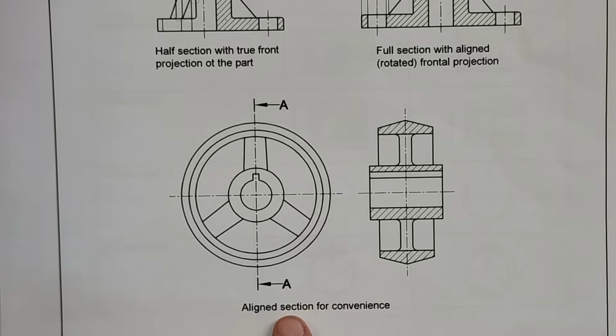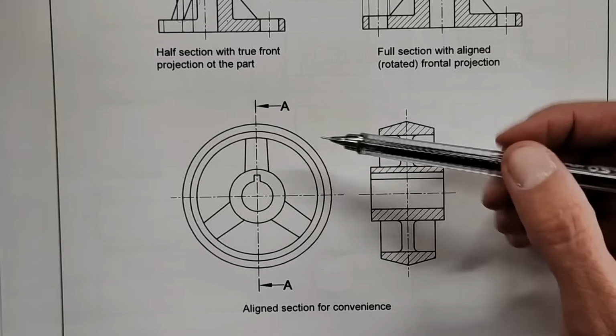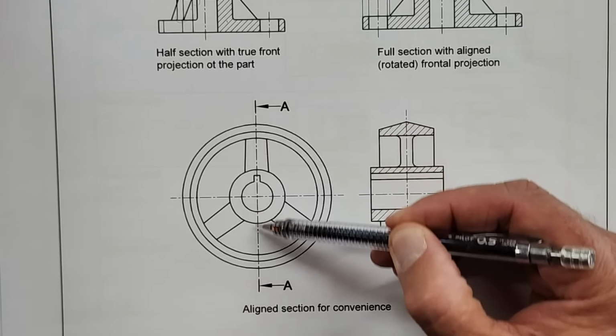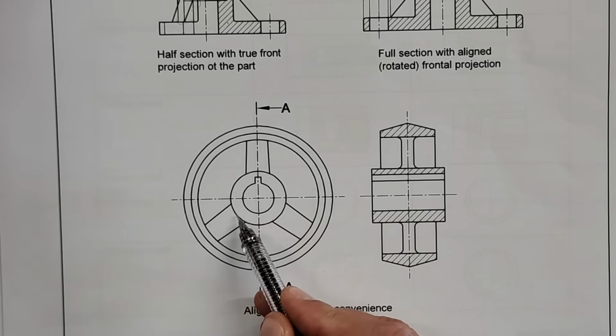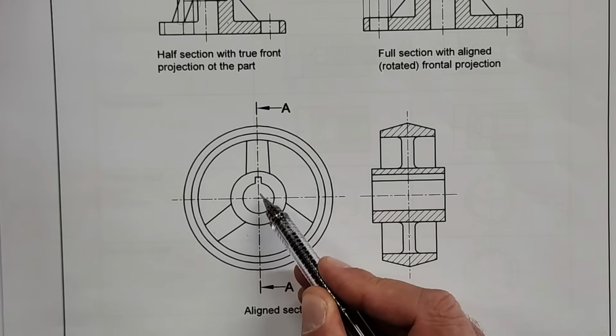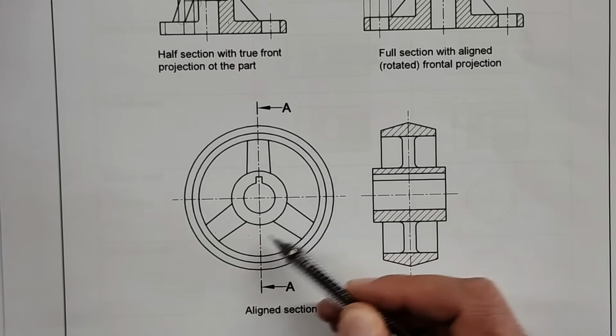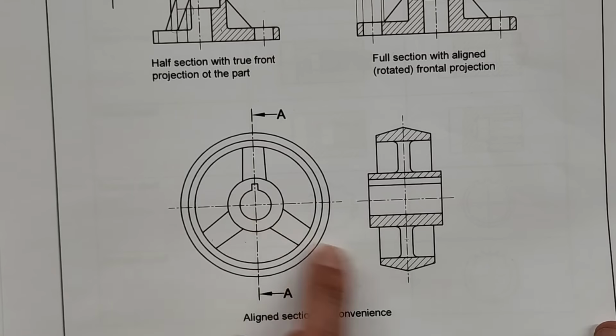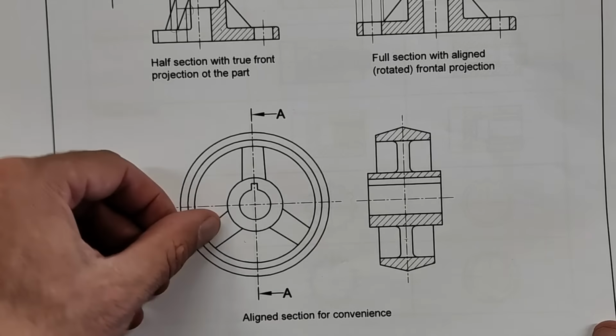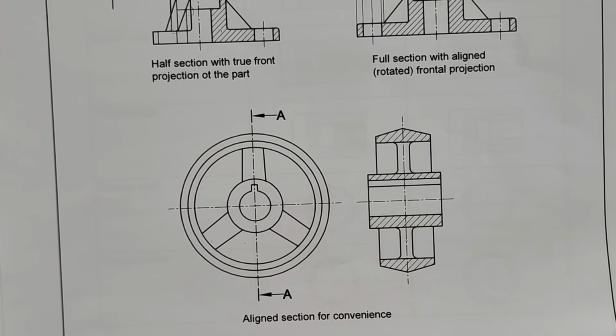And then here is an aligned section for convenience, where they've actually given you the cutting plane. You can see here it doesn't go through the spoke, but when we draw it, we actually show it as an aligned section that was rotated. So just take note of that. These are all examples of aligned sections, and this one specifically is the one for convenience, showing the spoke there.